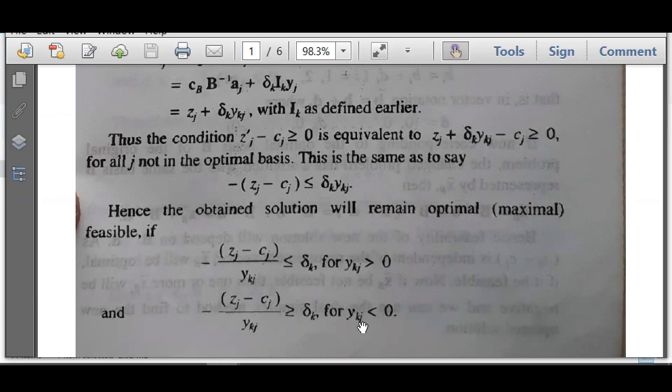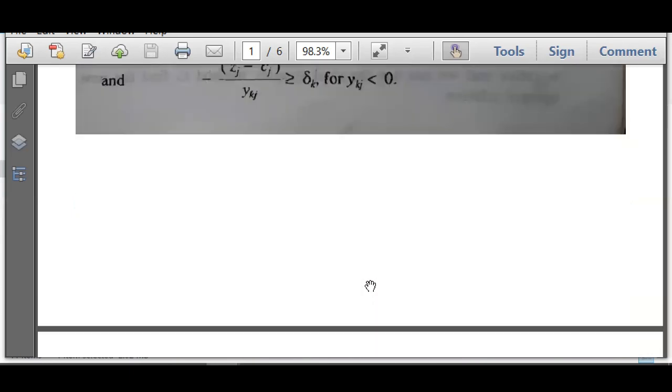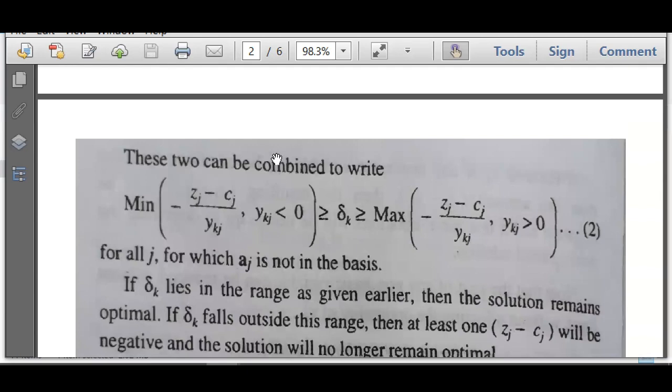But if it is negative, this sign will change. So this is the thing. For ykj greater than 0, this is the constant over del k, and for ykj less than 0, this is the constant over del k. What are your ykj's? These are everything corresponding to the non-basic optimal part. So combining these two restrictions, ultimately you are getting this thing.